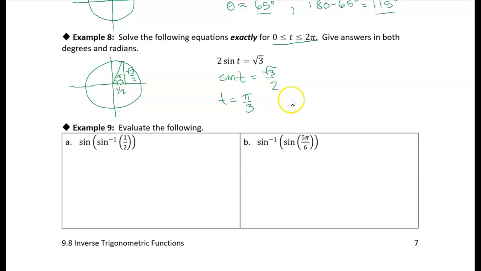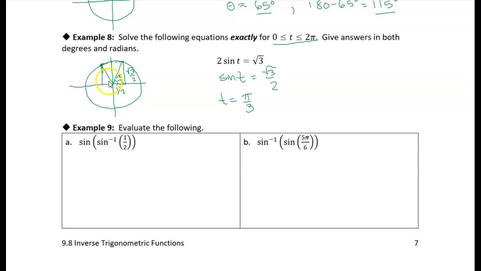Now again, it's a positive sine value, and so the other one is going to be straight across here, right? It's going to have the same y value, so it's going to be this point over here in the second quadrant, right? That's going to have the same sine value. Now we know the reference angle has to be pi over 3, right? So this angle over here has the same reference angle, pi over 3, only it's in the second quadrant, right?